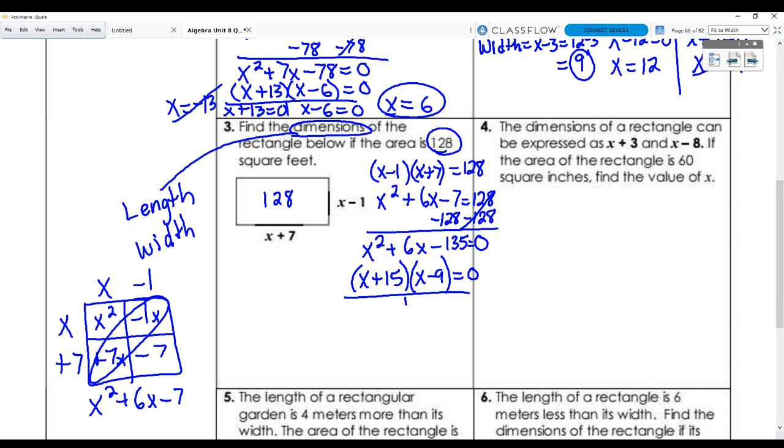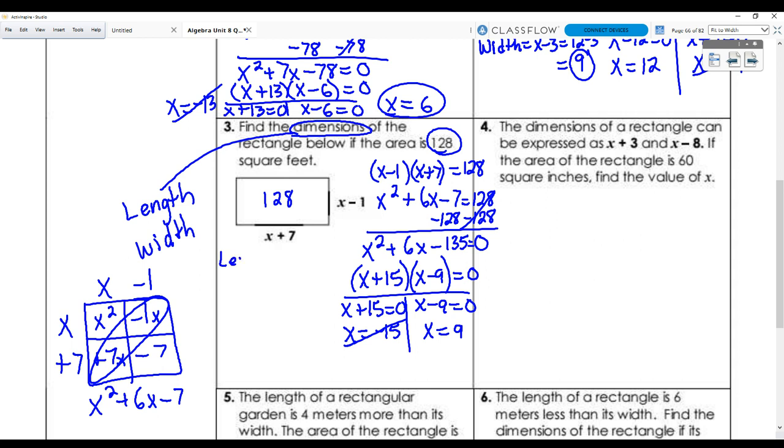And now teeing it off, I see x plus 15 is equal to 0, x minus 9 is equal to 0. So x is equal to negative 15, x is equal to positive 9. Negative 15 won't work for the length of the width because it's a real life problem. It can't be a negative, so I reject the negative.